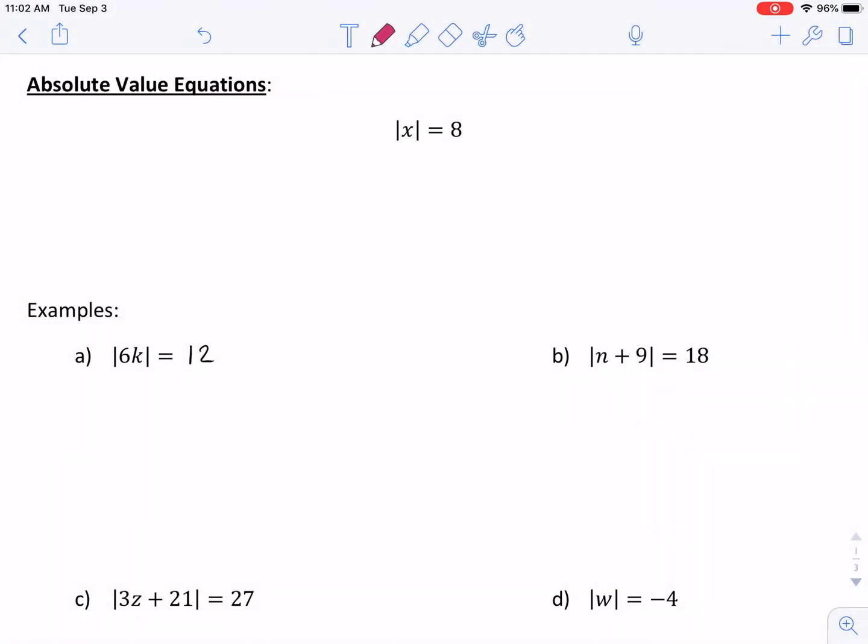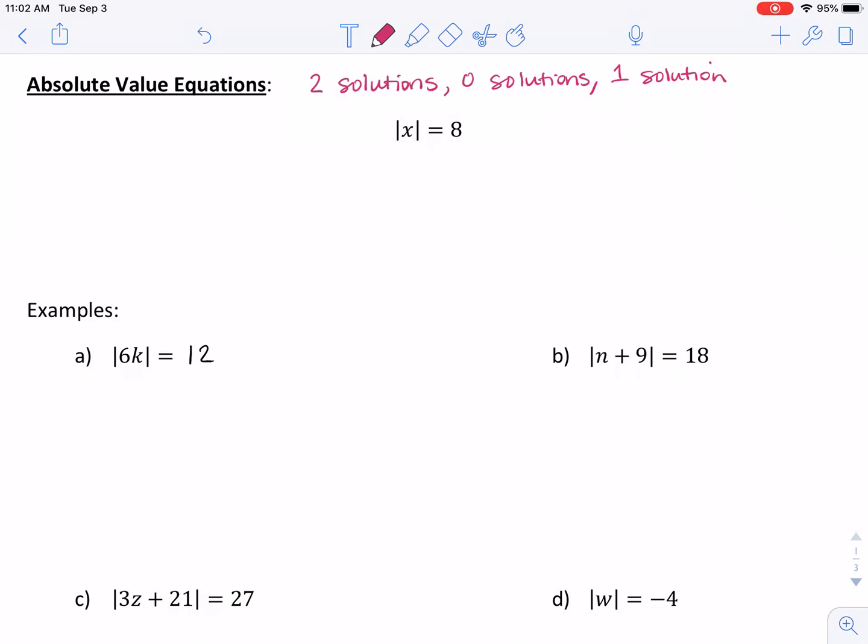Today we're going to talk about absolute value. One of the most important things about solving absolute value equations is that you will have two solutions most of the time. You might have zero solutions, and every once in a while we will have one solution. But you need to solve two different problems.